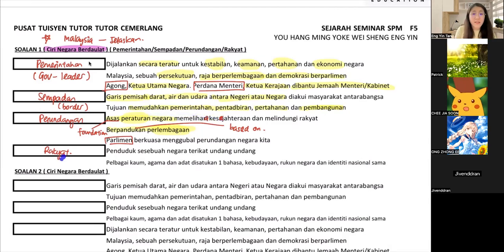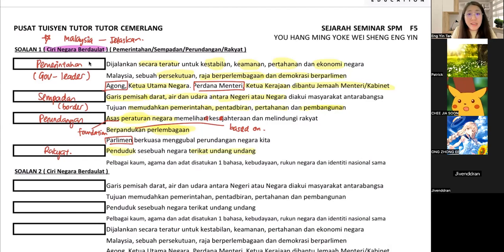And then we have the citizen. Penduduk sesebuah negara, bukan rakyat, sorry. Penduduk, the citizen. So terikat undang-undang lah. Every single one of us here, we need to follow the rules, and we are bound with law lah. It means that we need to follow the rules lah.